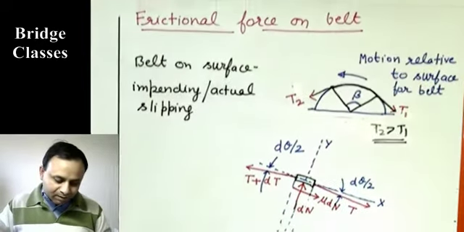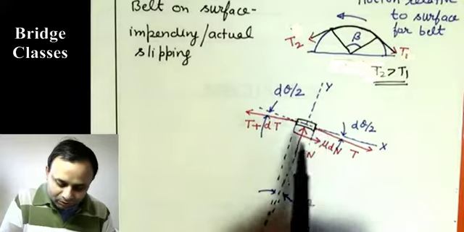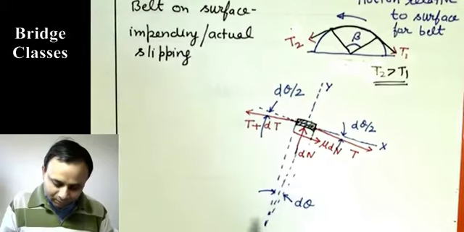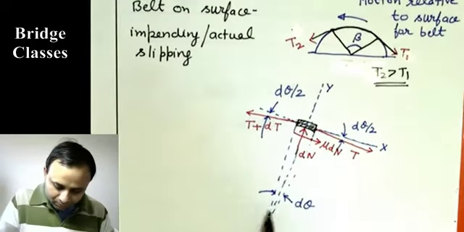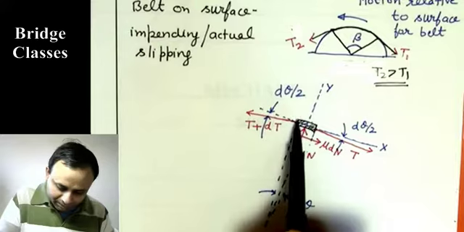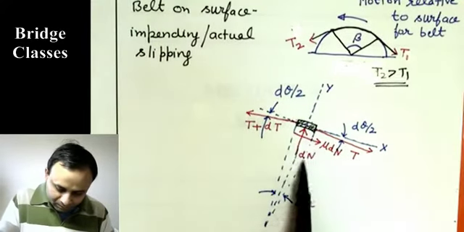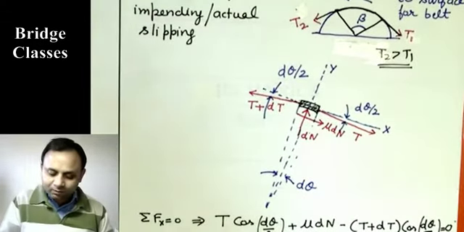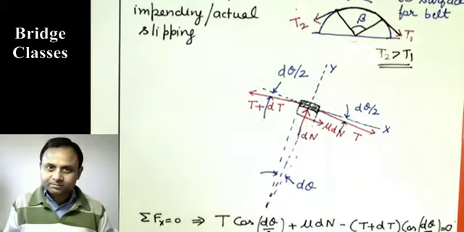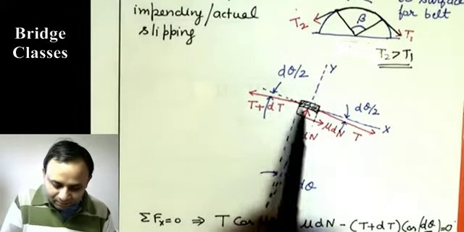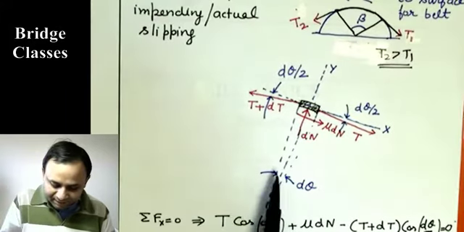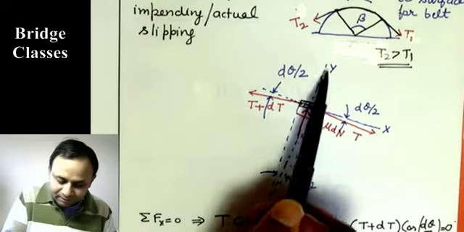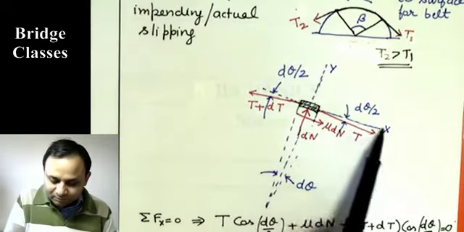If we take a very small portion of the belt that you see here, and we draw these lines perpendicular here, and say this enclosed angle is d theta, we are going to draw a free body diagram of this. Let us say this is the y direction, so this bisects the angle d theta, just through the middle. And the x direction is perpendicular to this.